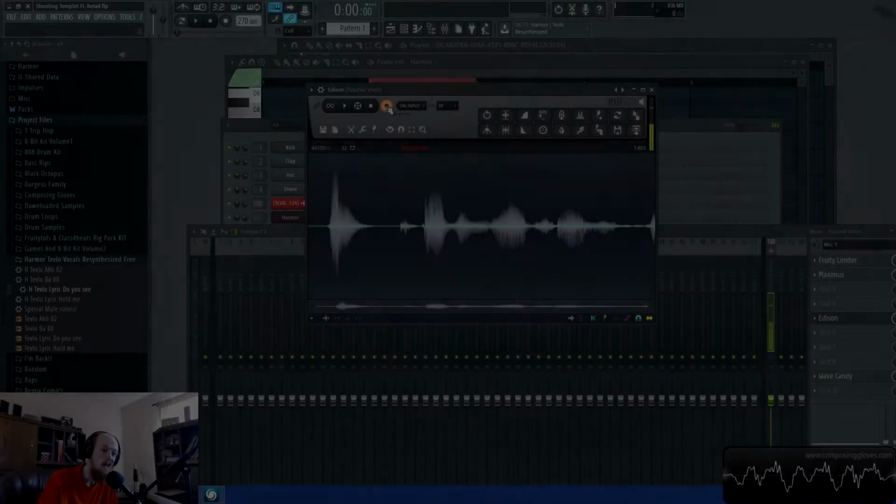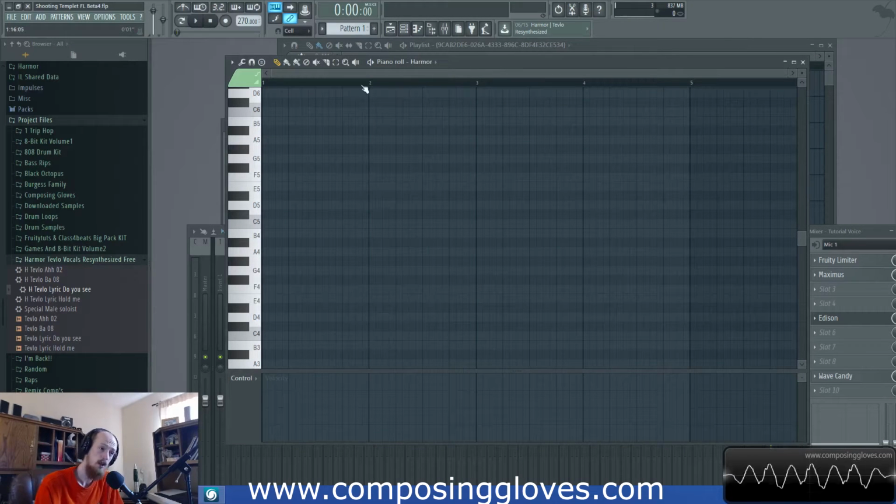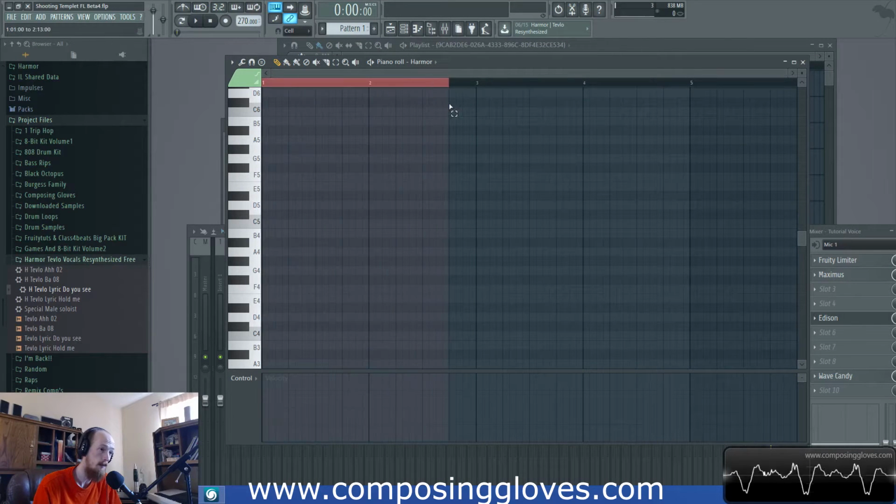Opposing Gloves here, and today we're going to talk about measures. And you might be saying, measures inside here? Yep, we still use measures in the piano roll, even in MIDI land.